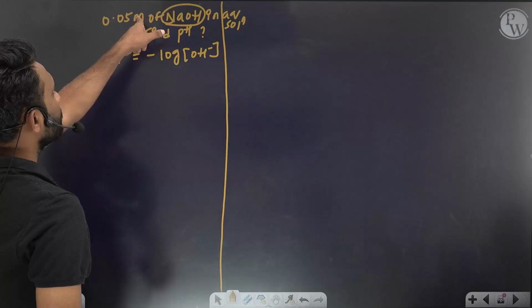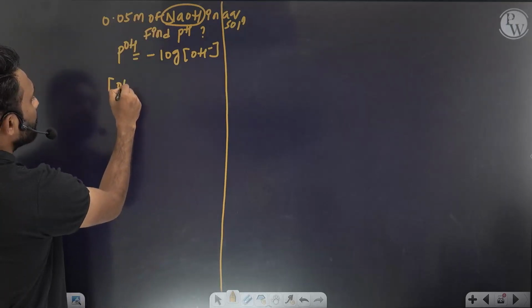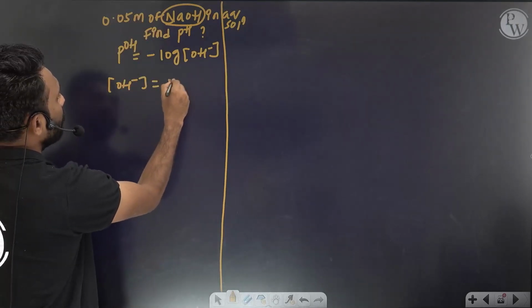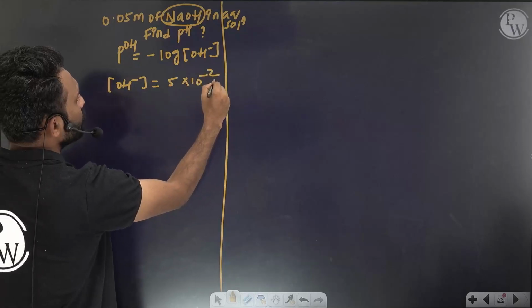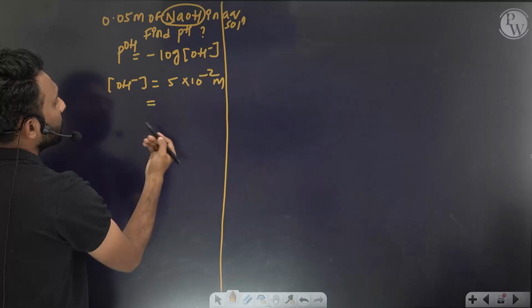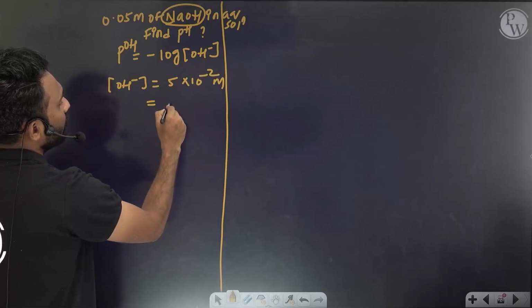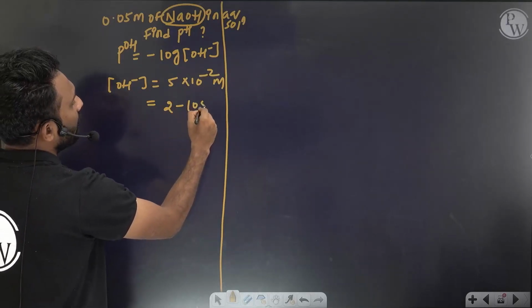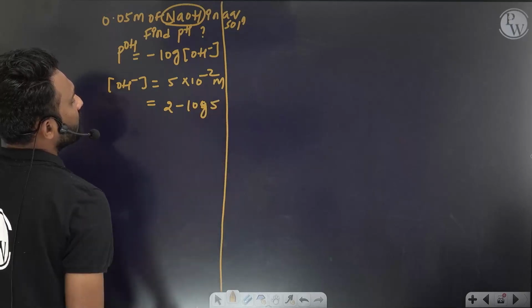OH minus ion concentration is equal to 5 into 10 to the power minus 2 molar. Okay, now here, this will be equal to 2 minus log 5.